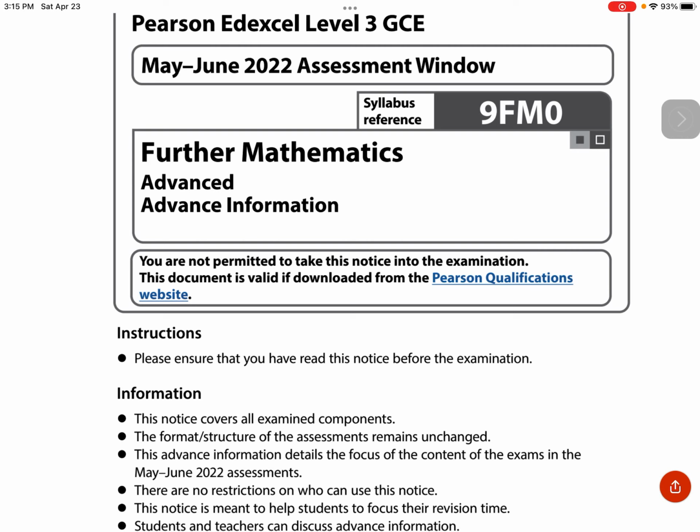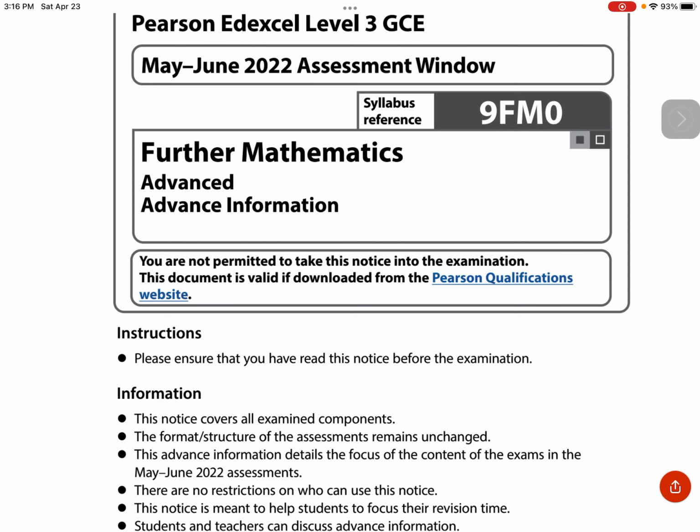Secondly, bullet points in this PDF are not in question order. That means you need to revise all types of questions, not just the particular type of question satisfying the bullet point.